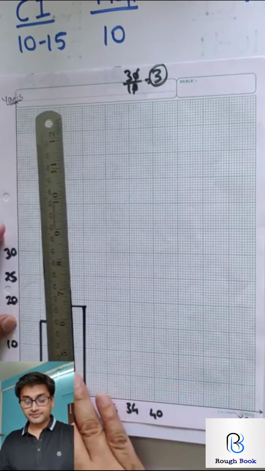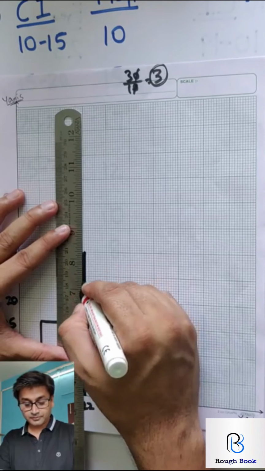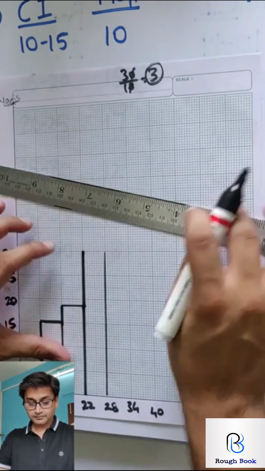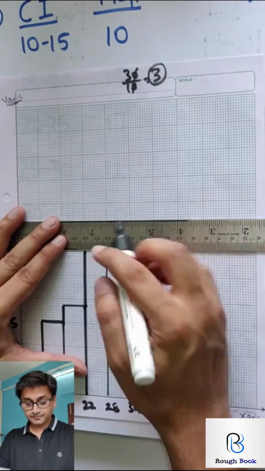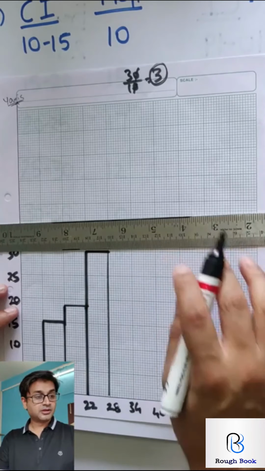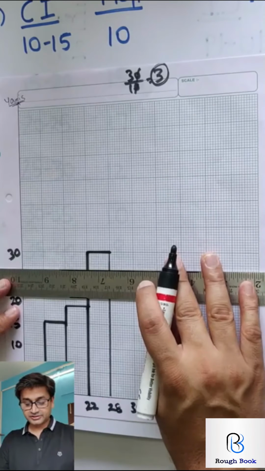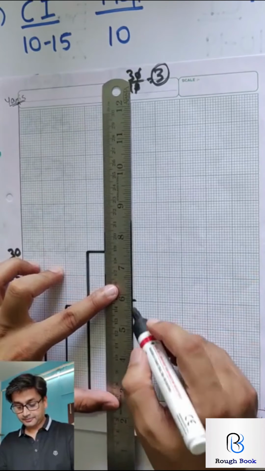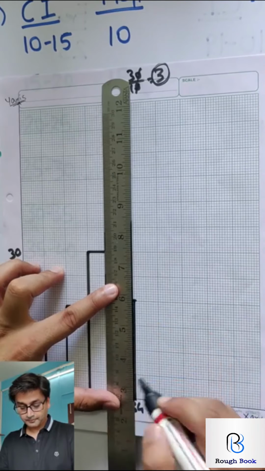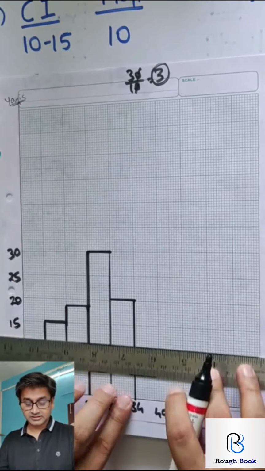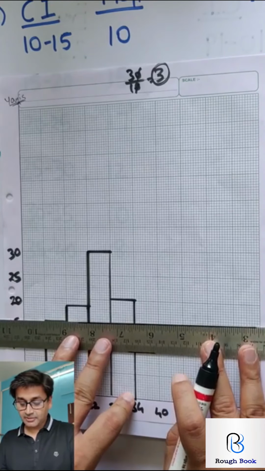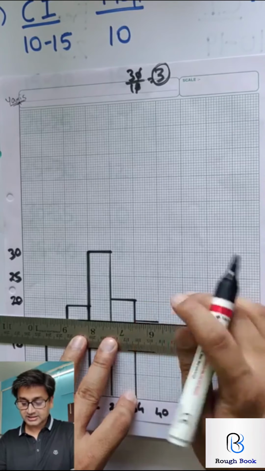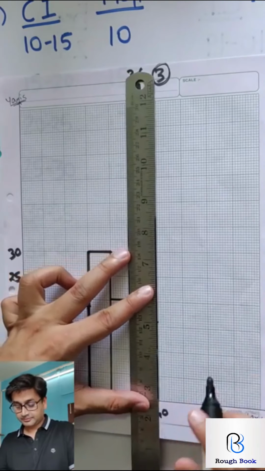The next one is 30. So let's hit to 30. So 30 is right here. And let's join it. Yeah. The next one 20. So 20 is right here. And dropping a line. And the last one is 16. So 16 is going to be 2 lines above 15. So 1 and 2, 2 lines above 15 is what I am drawing as 16. And a straight line then.